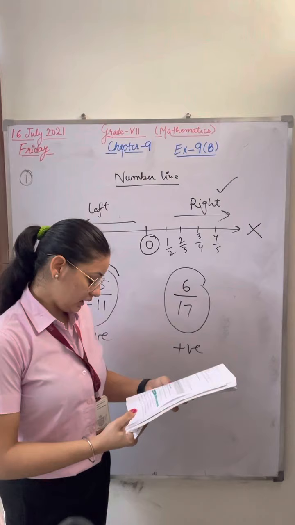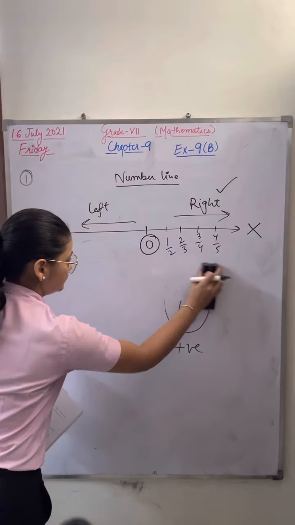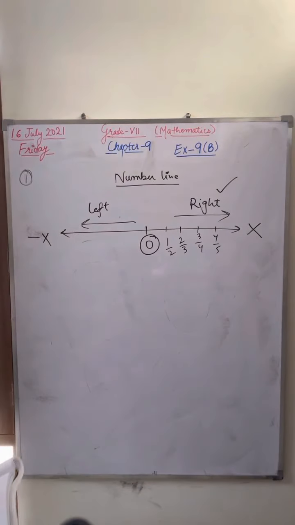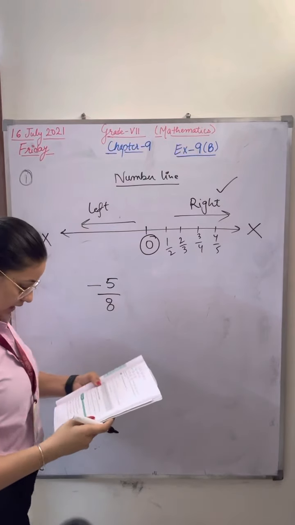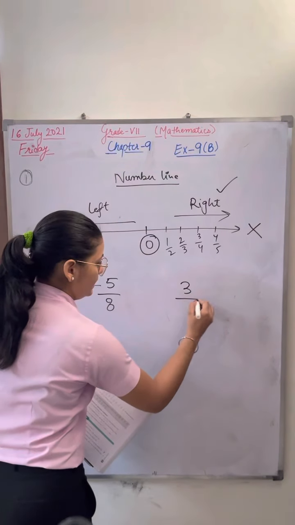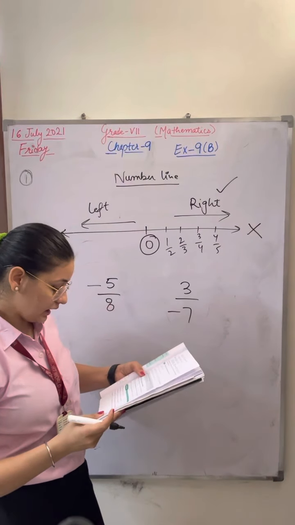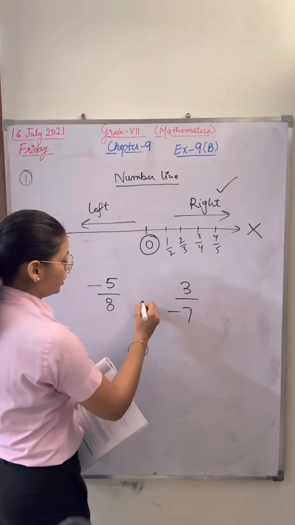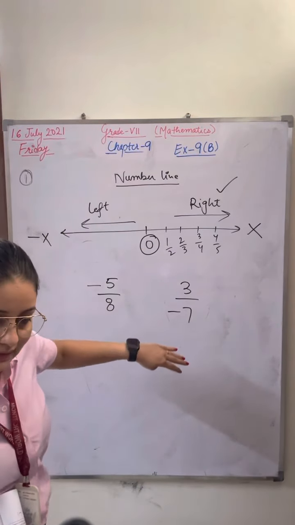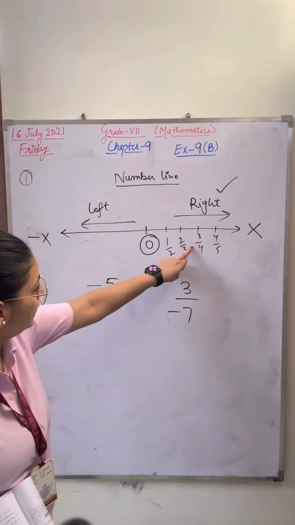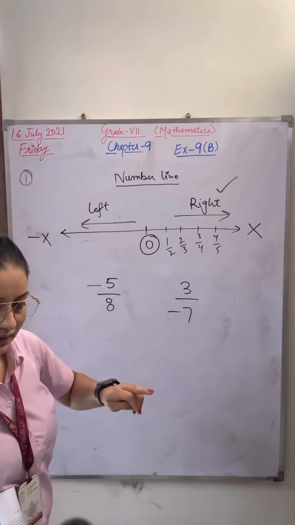Now the fourth part. The rational numbers minus 5 upon 8 and 3 upon minus 7 are on the opposite side of 0. Try to understand the statement. Suppose 0 is here. They are saying that these will lie on the opposite sides. Opposite side means if this lies here, that lies here, or if this lies here, that lies here. Is it true or false?